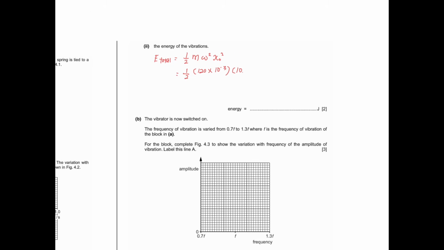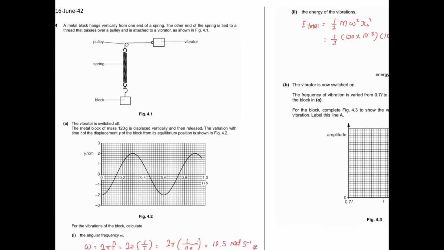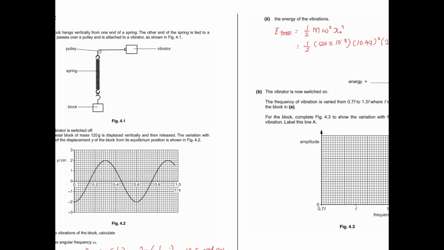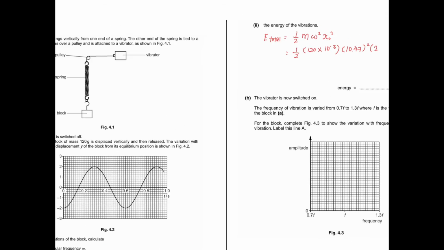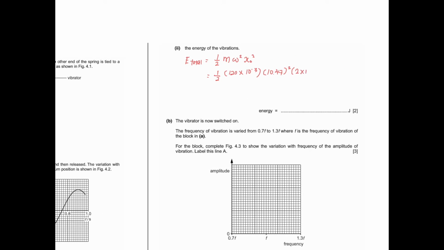Okay, so 10.47 square, and then the maximum amplitude, as you can see here, -2. Of course, the maximum amplitude, we don't care about the negative, and it's 2 cm, which is 2 times 10 to the power of -2 square, and then we will get 2.63 times 10 to the power of -3 joule. So this is the energy, the total energy.